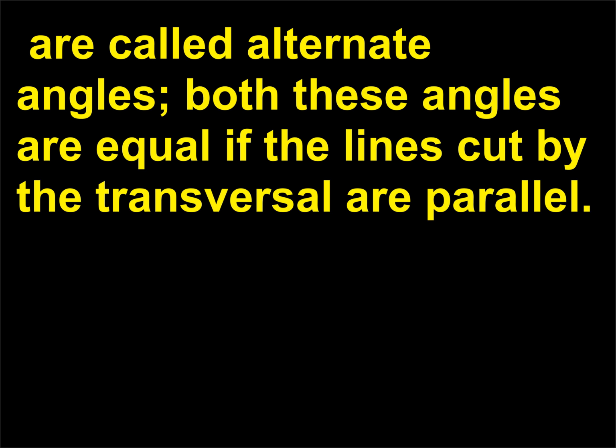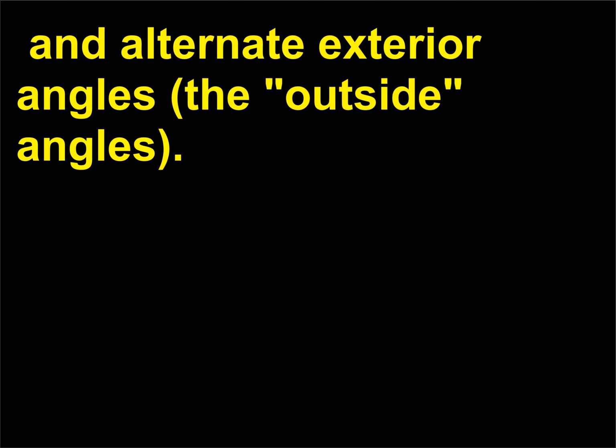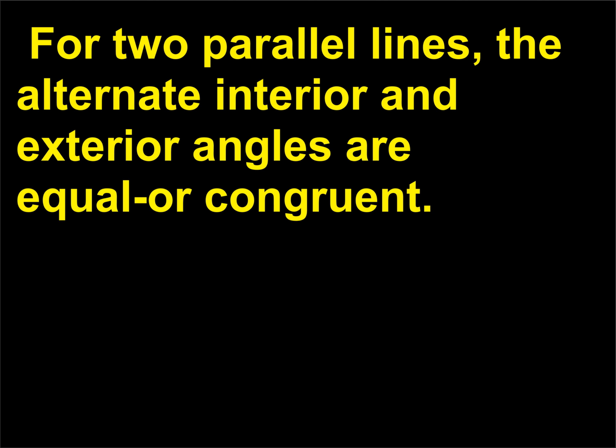Are called alternate angles. Both these angles are equal if the lines cut by the transversal are parallel. They are also broken into alternate interior angles, the inside angles, and alternate exterior angles, the outside angles. For two parallel lines, the alternate interior and exterior angles are equal or congruent.